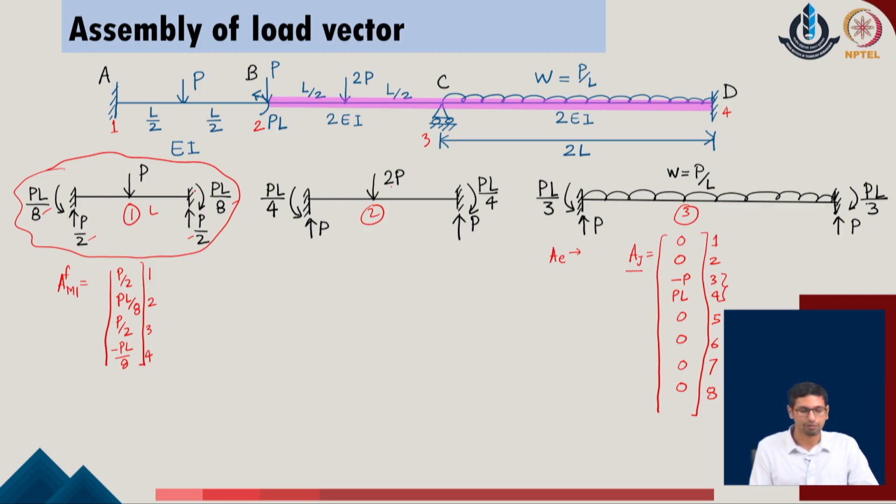But at the same time, when we locate it with respect to the generalized coordinates of the global system, we realize that member 1 is going to contribute with respect to joint 1 and 2, and they have their own degrees of freedom which are 1, 2, 3 and 4, which are also in a similar order.